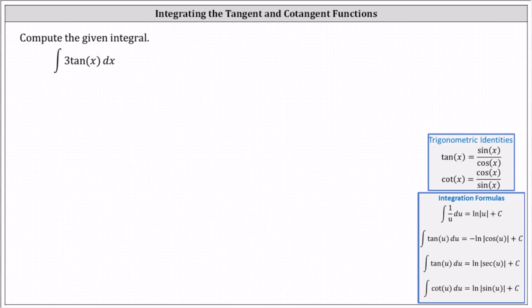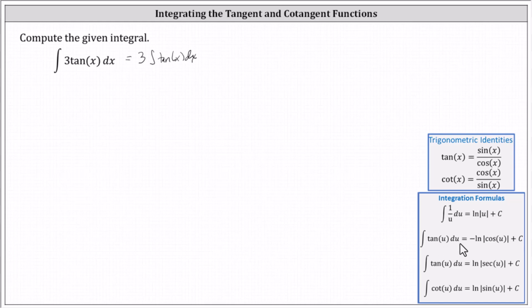Compute the given integral. We have the integral of 3 tangent x dx, which if we want we can factor out the 3 and write this as 3 times the integral of tangent x dx. Looking at the integration formulas below, there are two equivalent antiderivatives for the tangent function.